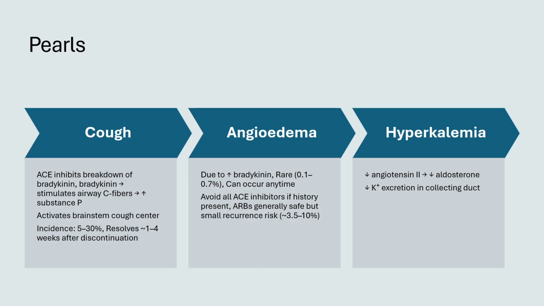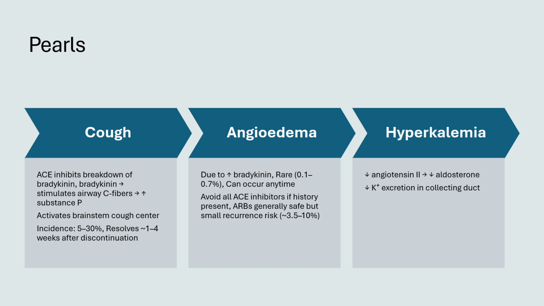ACE inhibitors prevent the degradation of bradykinin, which plays a role in ACE inhibitor-induced cough as a side effect. Bradykinin itself is not the direct cause of the cough. Bradykinin activates B2 receptors in bronchopulmonary C fibers, which express substance P. When these C fibers are stimulated, it triggers the release of substance P in the airways and in the brainstem.